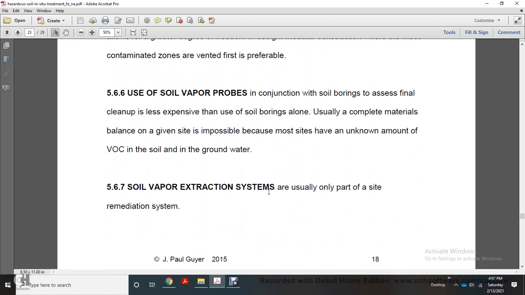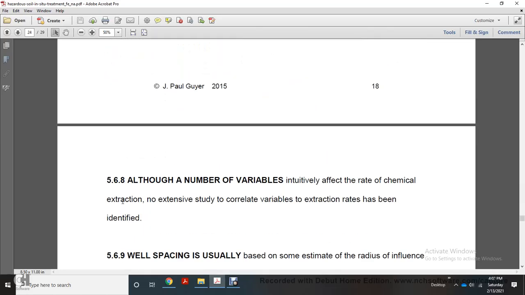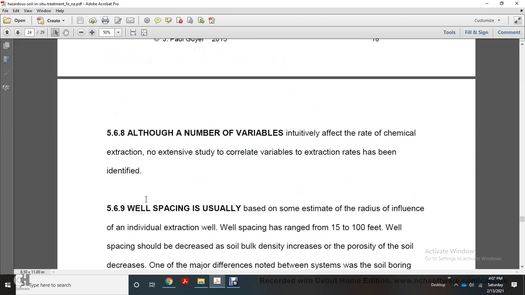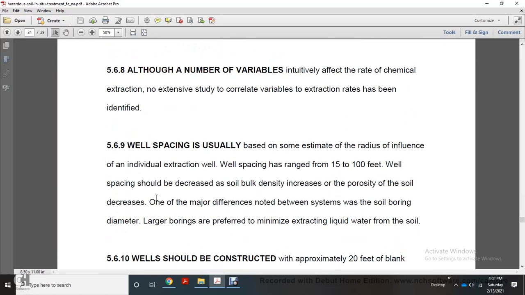Soil vapor extraction systems are usually only part of a remediation system. Although a number of variables influence the rate of chemical extraction, no extensive study to correlate the variables to extraction rate has been identified. Well spacing is usually based on some estimate of the radius of influence of the individual extraction well. Well spacing has ranged from 15 to 100 feet.